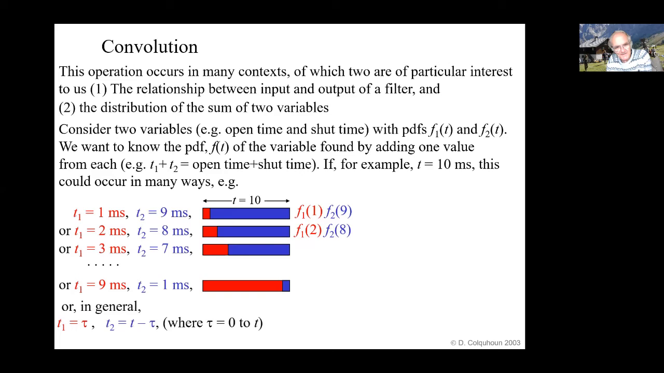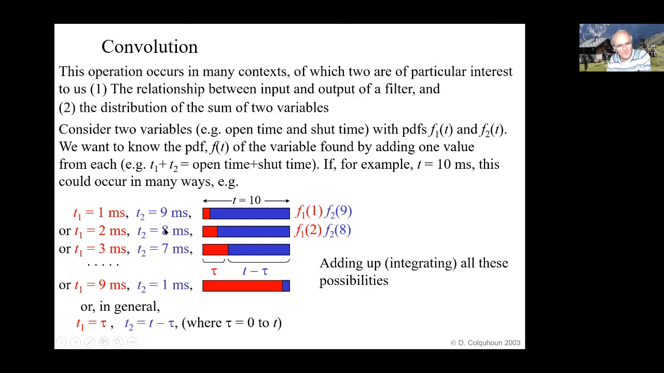So in general, we're interested in the length of T equals T1 plus T2. So to get the value for a particular T, if T1 is tau, then T2 must be T minus tau. So we want to add up all these possibilities. Well, of course, time is a continuous variable, not just integers. So the sum becomes an integral. So this is called a convolution integral.